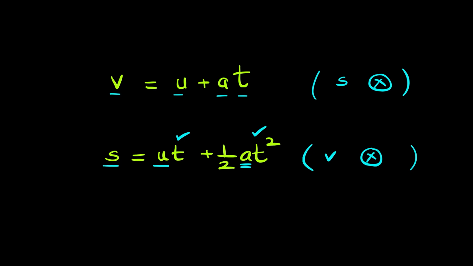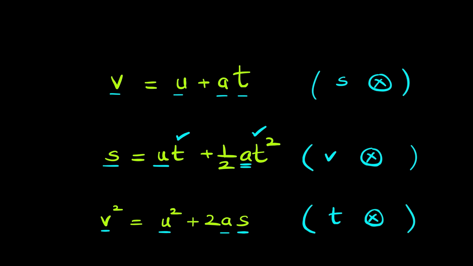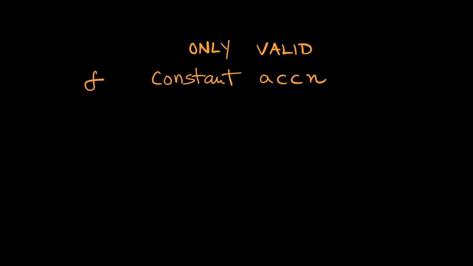Now, let me write the third and the final equation. That is V square is equals to U square plus 2AS. We have V, we have U, we have A, we have S. So which symbol is missing? The symbol T is missing, which represents time. So these are the three equations of motion that we will use in further calculation. All we have to do is to remember that these equations of motion are only valid for constant acceleration.